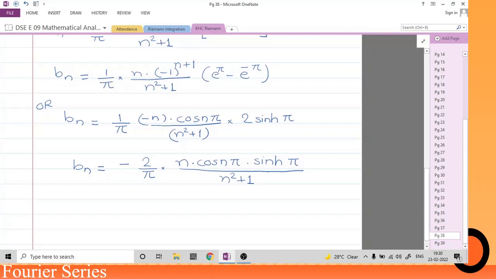So it is a little bit difficult, but once you know the formulae for indefinite integral, this becomes very easy.